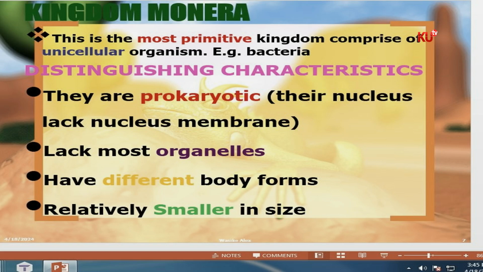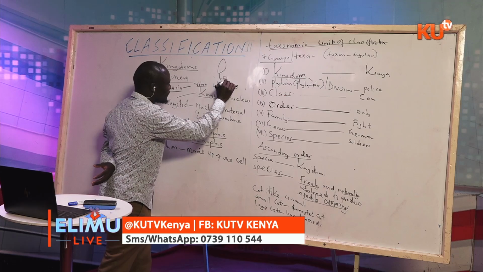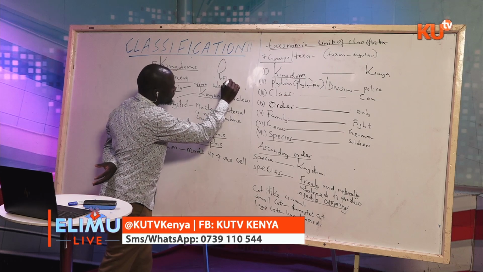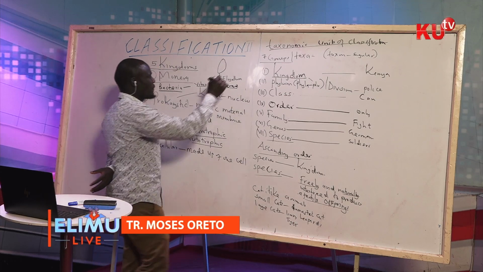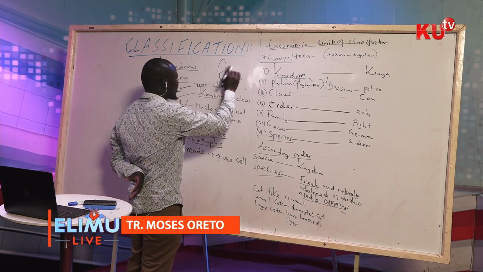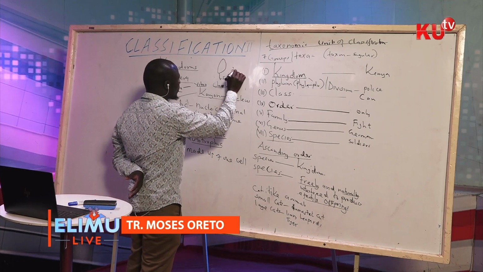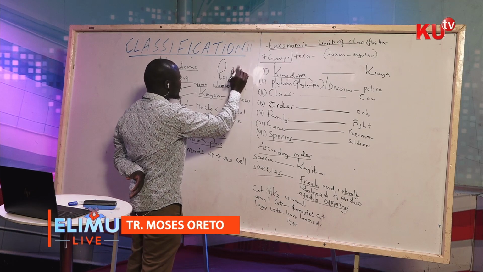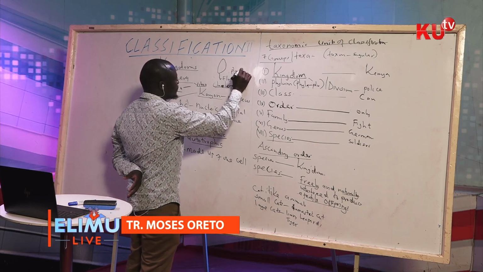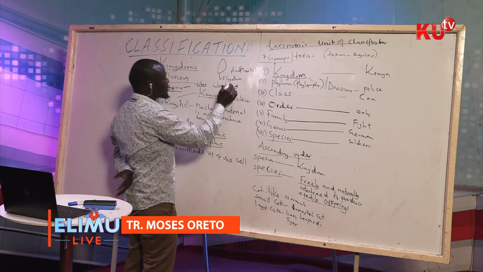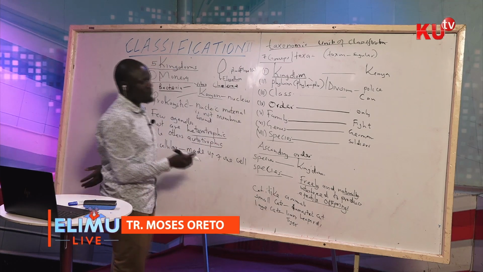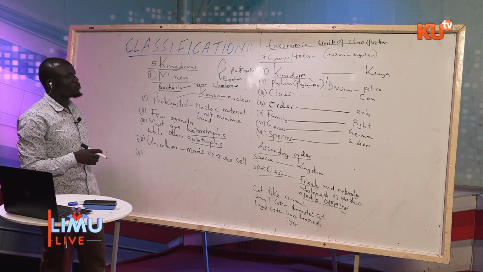That part that is elongated from the end, we call it a flagellum, if it is one. If there are many, we call it flagella. In plural, we refer to it as flagella. This is a structure that is used by this bacteria to move.